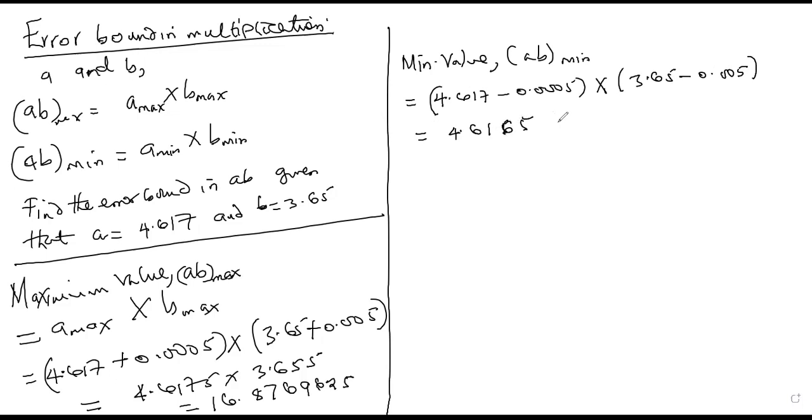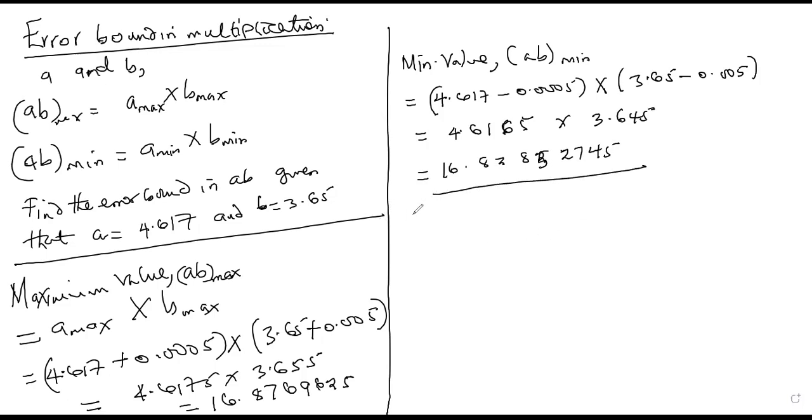So this is going to be 4.6165 times 3.645. This generally gives you 16.82852745. So that is the minimum value.